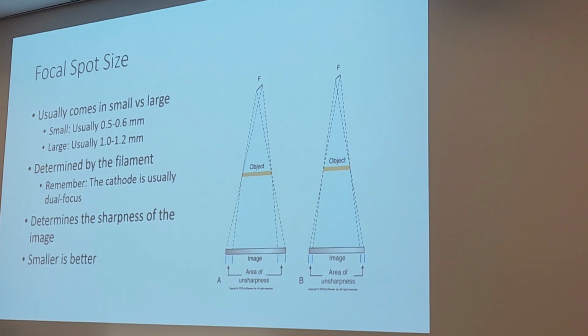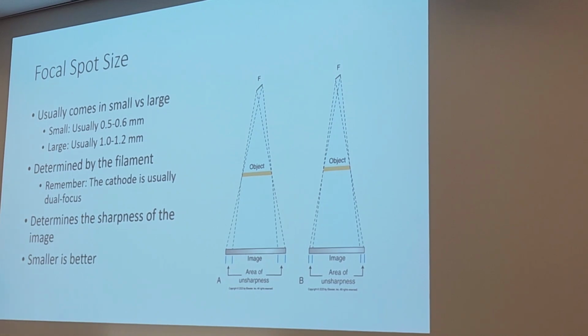The filament. You have two filaments inside your tube, right? You have a small filament, you have a large filament. Depending on which filament you are energizing, that is going to be your focal spot size. Small filament gives you small focal spot, large filament gives you large focal spot. So it's all about that filament inside the tube. You've got at least two of them, and they are what determines focal spot size.